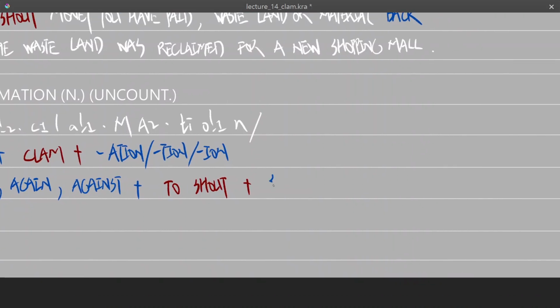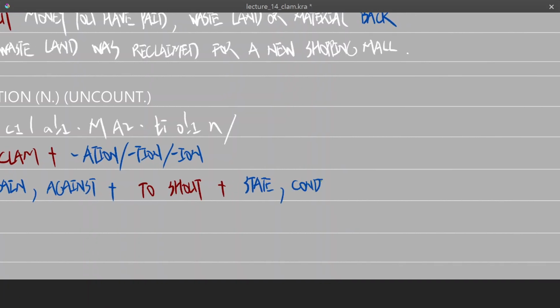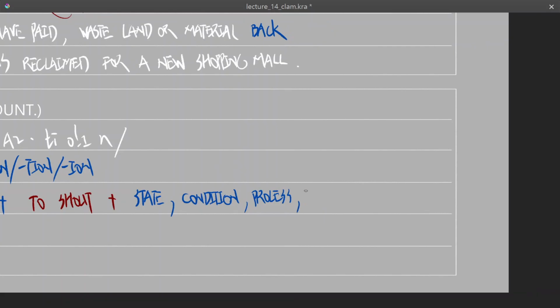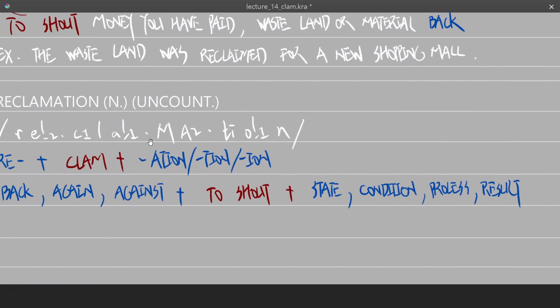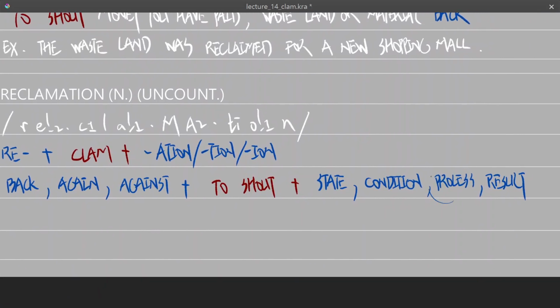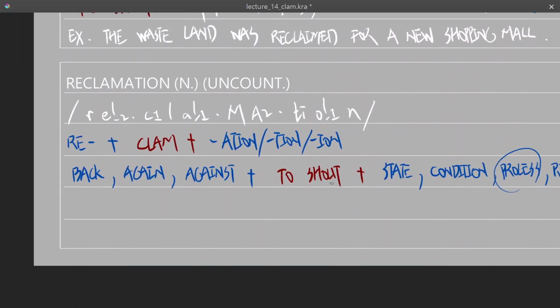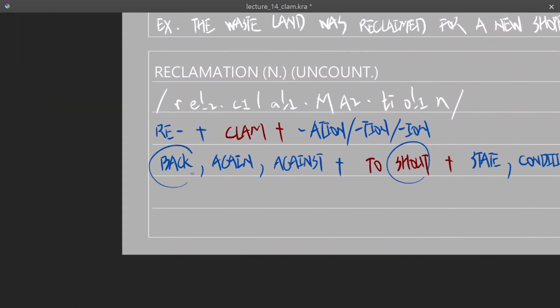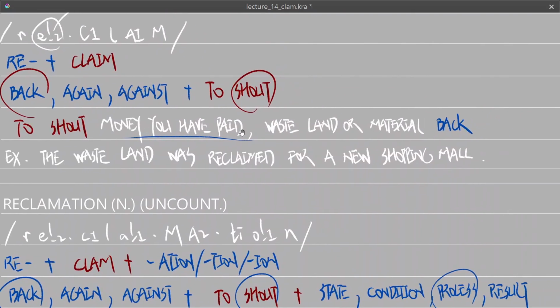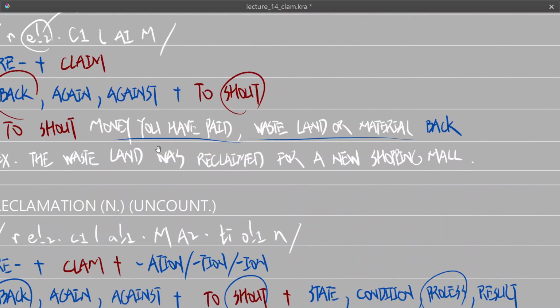meaning state, condition, process, or result. So reclamation literally means what? It means the process of shouting something back. So something specifically would be money you've paid, or wasteland or material back.